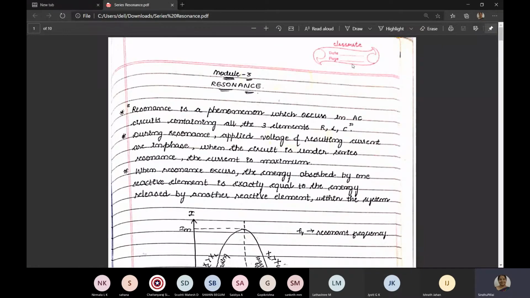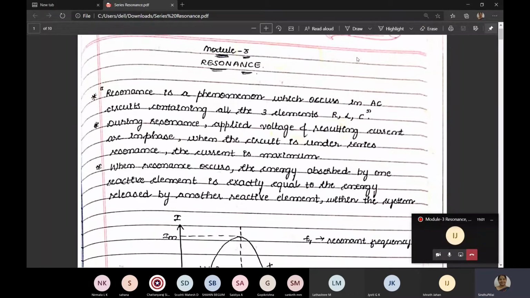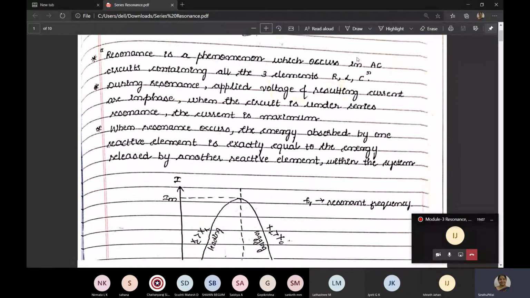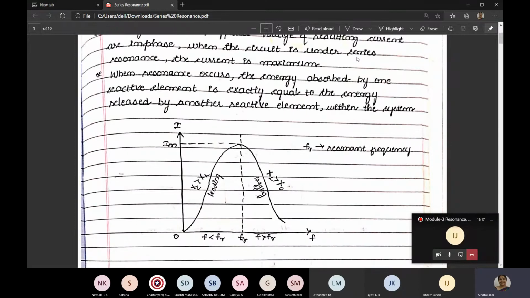What is resonance? Resonance is a phenomenon which occurs in AC circuits containing all the three elements: resistance, inductor and capacitance. So what will happen during resonance? The applied voltage and the resulting current are in phase. When the circuit is at series resonance, the current is maximum.